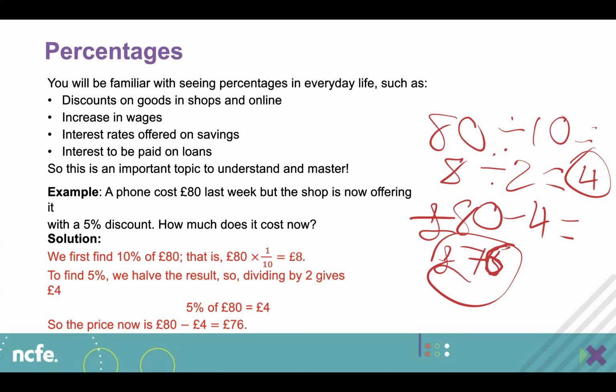So if you look here, find the first 10% by doing 80 times 1 over 10, or 80 divided by 10 is the same thing, which equals £8. To find out 5%, we halve the result. So dividing by 2 gives £4. So 5% of 80 is £4. However, we need to decrease it from the price. So the new price will be £76.